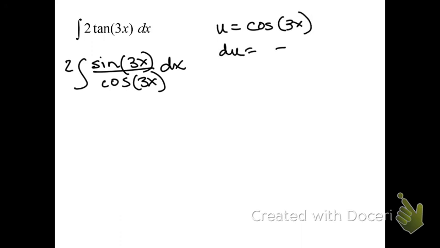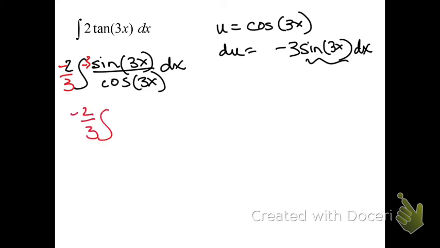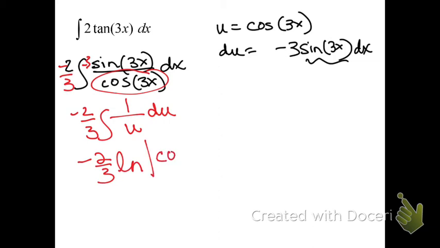du would be negative sine of 3x times 3. Okay? Now we got to see what we have over here. I have the sine of 3x, but do I have the negative 3? No, so I add a negative 3 here and balance it out by dividing by negative 3. Now when I rewrite it, I have out front, I'm going to have a negative 2/3. And now all of this is u, and all of that numerator is my du. And I think that's nice and easy. So we get negative 2/3, the natural log of u, which was the cosine of 3x.